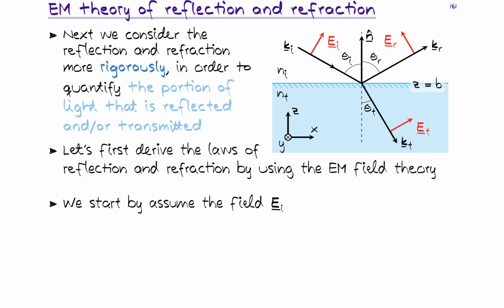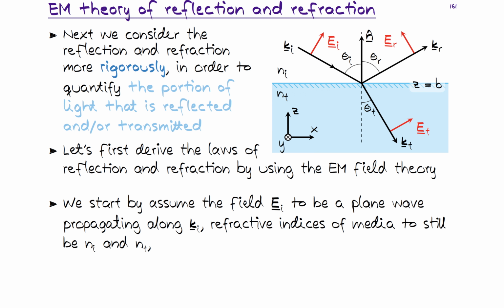So we start by looking at the field E_i, the incident field, and we assume that it's a time harmonic plane wave propagating along a wave vector direction of k_i, and that the refractive indices of the two media of interest are n_i and n_t, so that the top medium is associated with the refractive index n_i, and the lower medium is associated with refractive index n_t. And of course, we assume implicitly that n_i is smaller in value than n_t, so that the picture makes sense. The transmitted ray actually bends towards the surface normal.